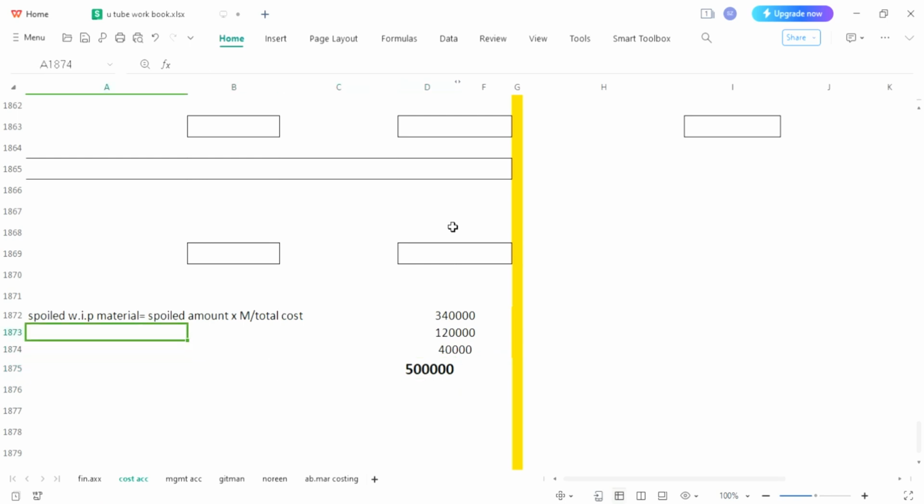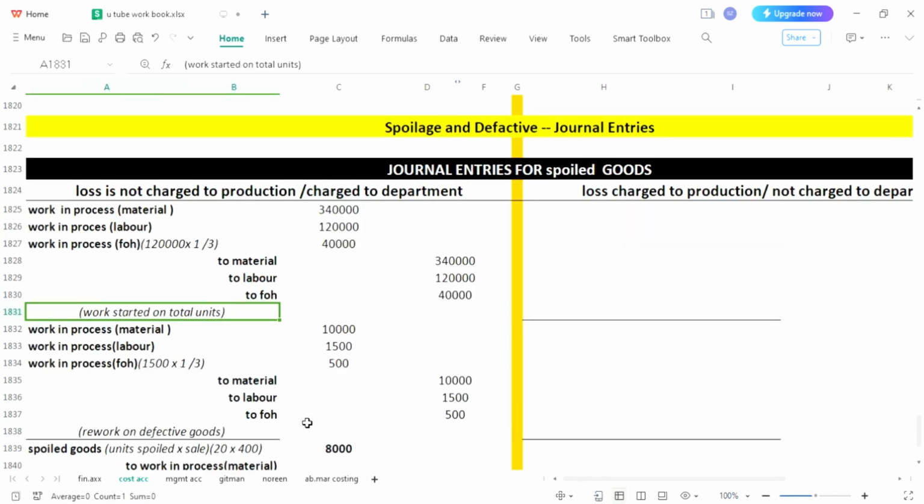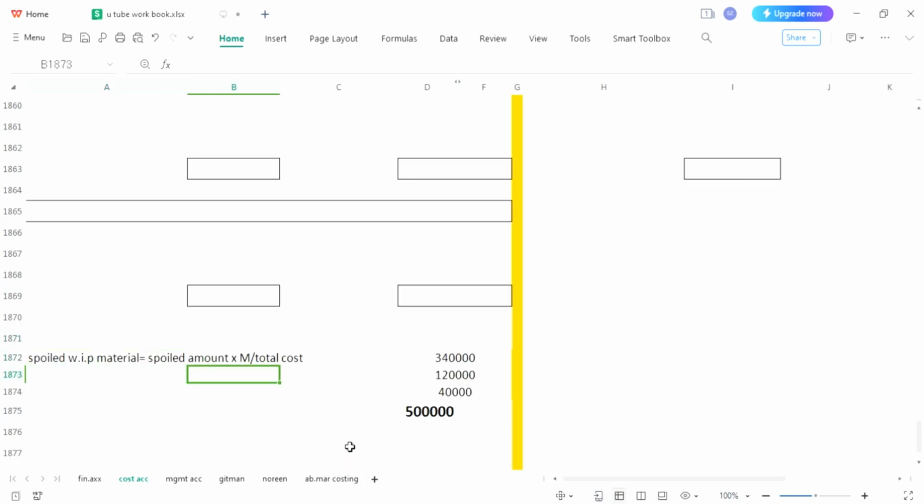Now come over here. What do you want to calculate? Spoiled work in process material. Here you need to have spoiled amount. Go back to the question and you can see spoiled amount is 8000. So first you will write down 8000 total spoiled, and then you need to multiply by small m, individual total. Individual total of material is written over here 340,000, and you need to divide it. This is your grand total 5 lakh.